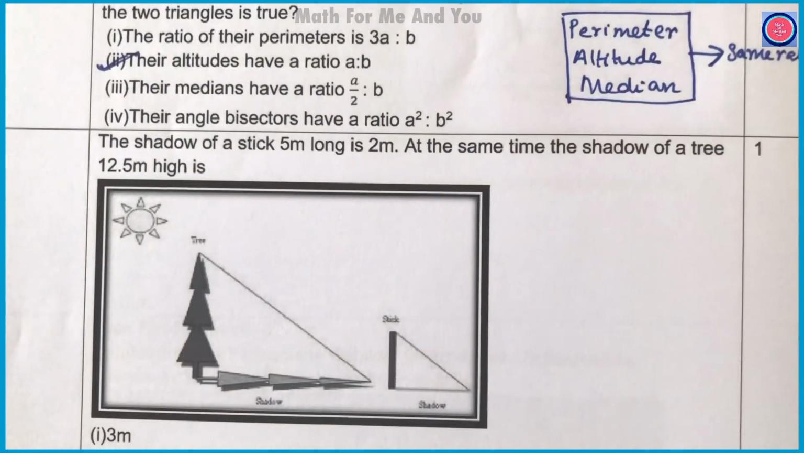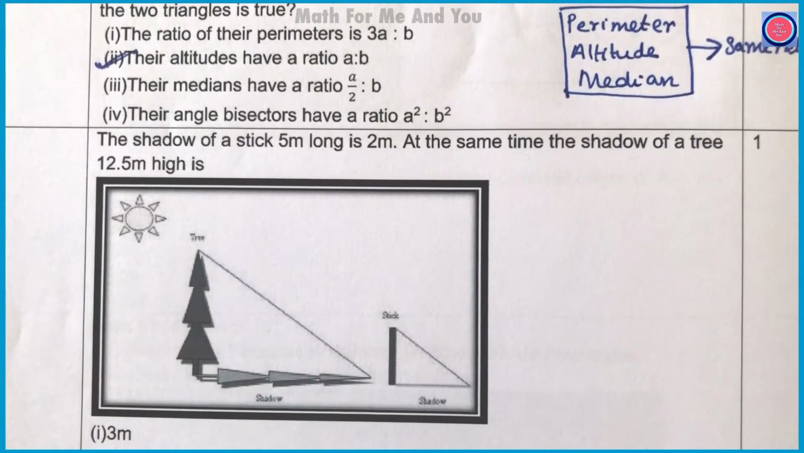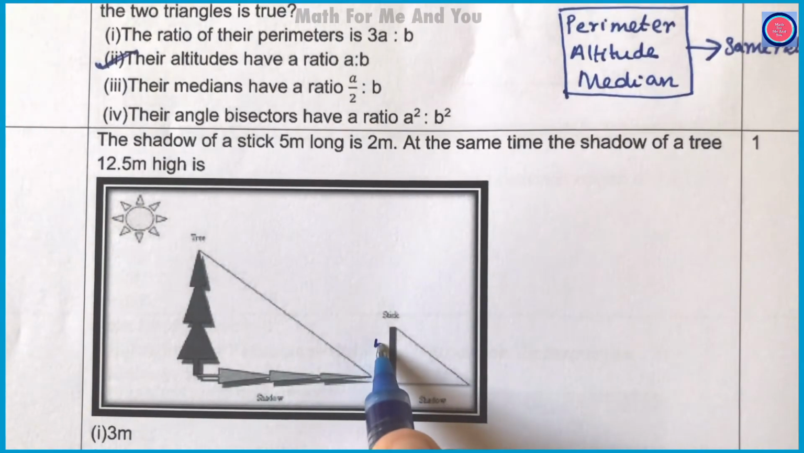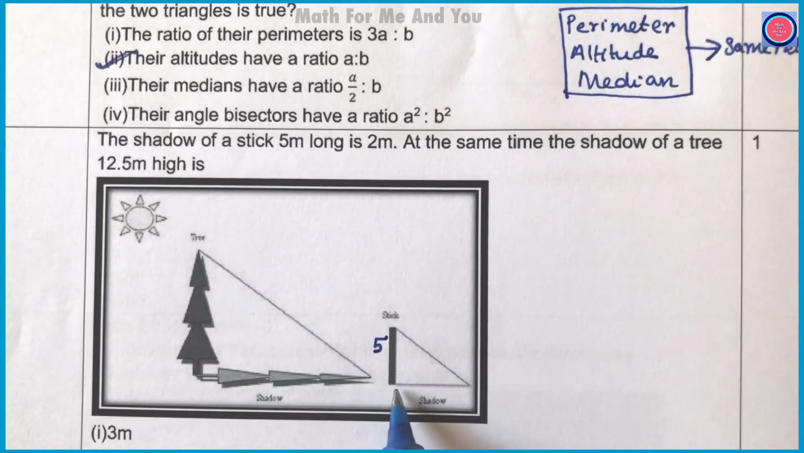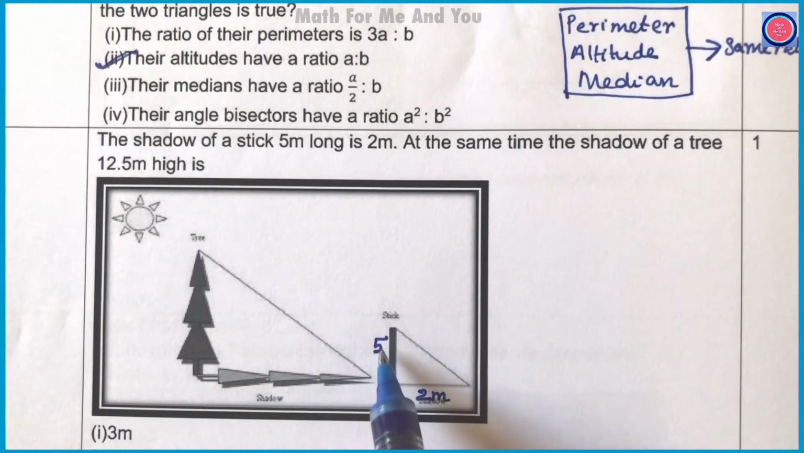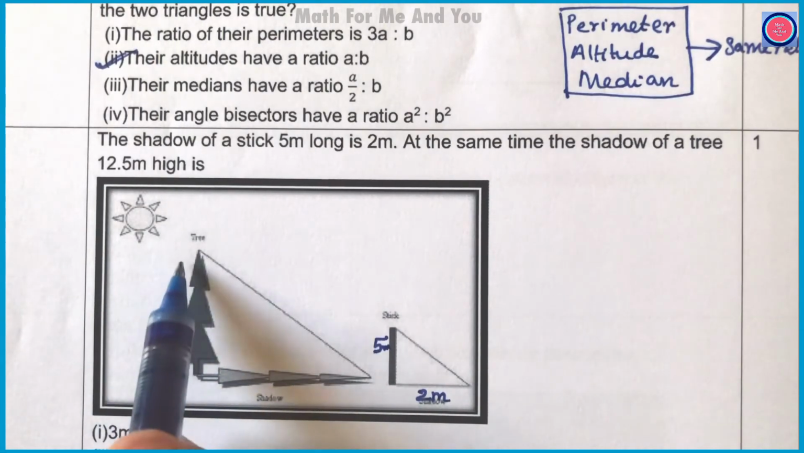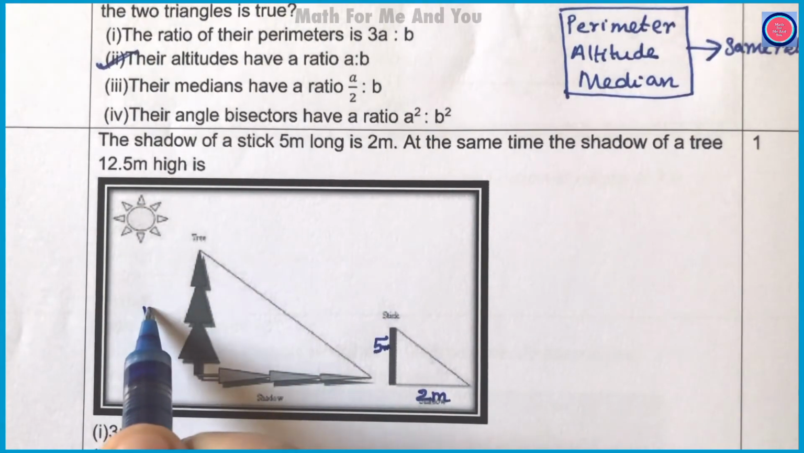Next one: the shadow of a stick 5 meter long is 2 meter. At the same time, the shadow of a tree 12.5 high is what? What is the length of the shadow? You can see a stick 5 meter long whose shadow is 2 meter long. See the unit, meter. So the stick has a length of 5 meter, and the tree's length is 12.5 meter. All the units are the same, meter.